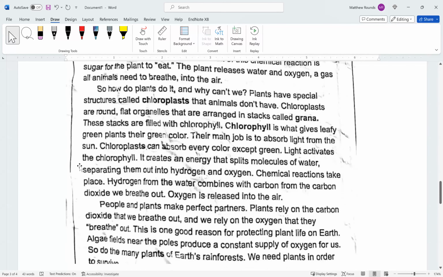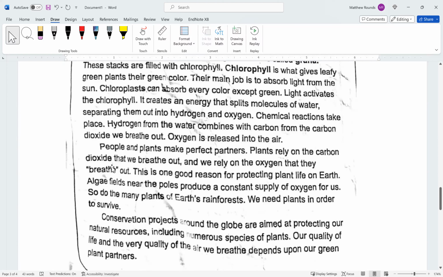All right, could you read the next paragraph, please? People and plants make perfect partners. Plants rely on the carbon dioxide we breathe out, and we rely on the oxygen that they breathe out. This is one good reason for protecting plant life on Earth. Algae fields near the poles produce a constant supply of oxygen for us. So do the many plants of Earth's rainforest. We need plants in order to survive.